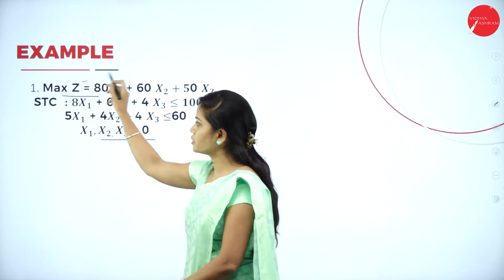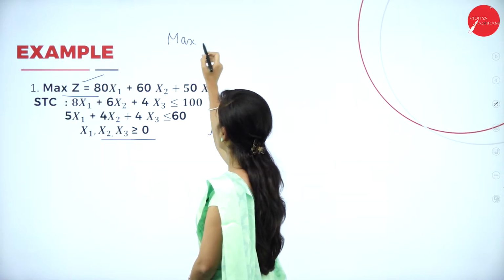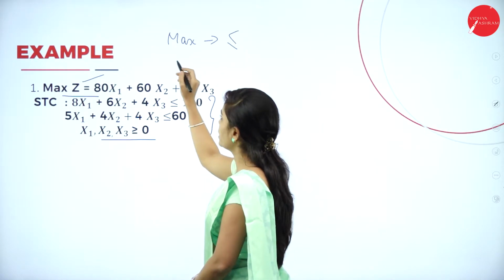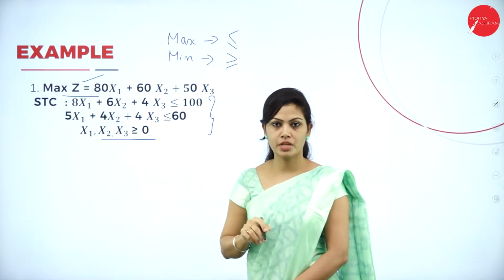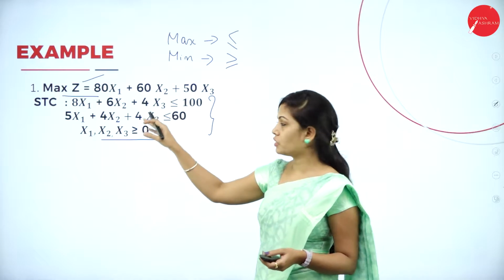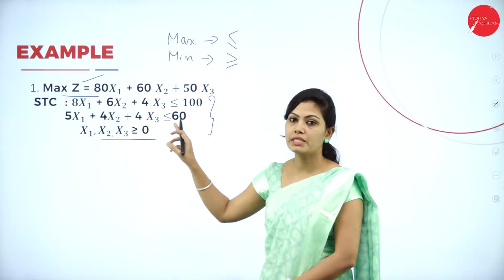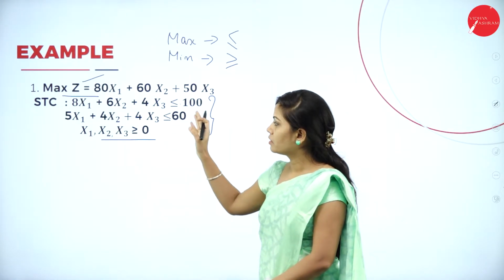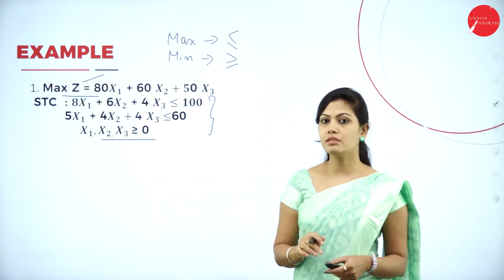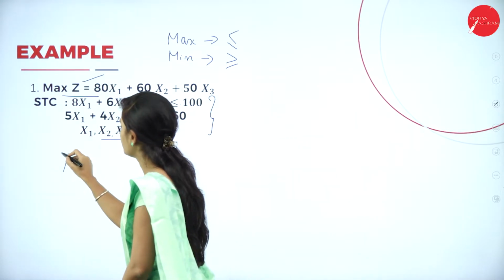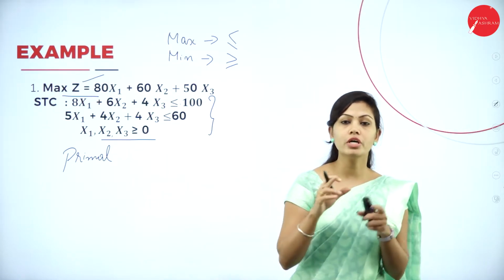So it is a maximization problem. If it is maximization, all the constraints should be less than or equal to. If it is minimization, all the constraints should be greater than or equal to. So, if it is maximization, all the constraints should be less than or equal to constraints and greater than or equal to constraints for minimization. So, here we have less than or equal to constraint for maximization. So, there is no change in that. So, this is your primal problem. So, next we have to convert it into dual problem.